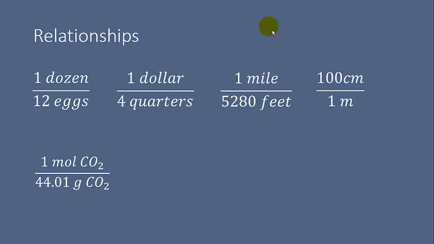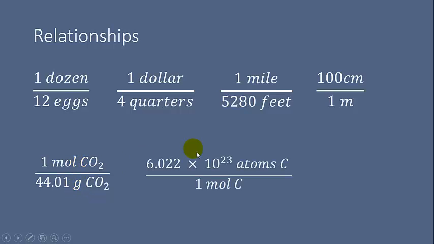Here's a relationship that you will soon learn. It's 1 mole. We haven't talked about this concept of the mole, but 1 mole of CO2 is about 44.01 grams of CO2. So that is a relationship that expresses how many grams of CO2 are in 1 mole of CO2. Another relationship. 1 mole of carbon, the C represents the element carbon, contains this many atoms of carbon. That's a lot, 6.022 times 10 to the 23 atoms of carbon.